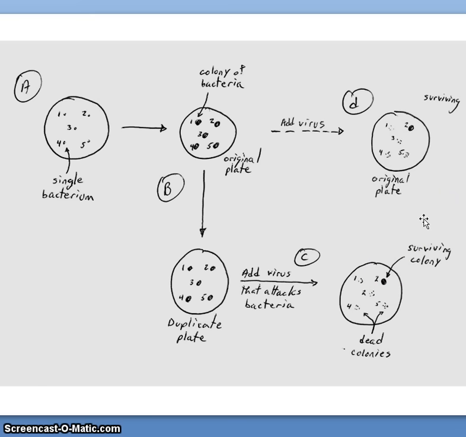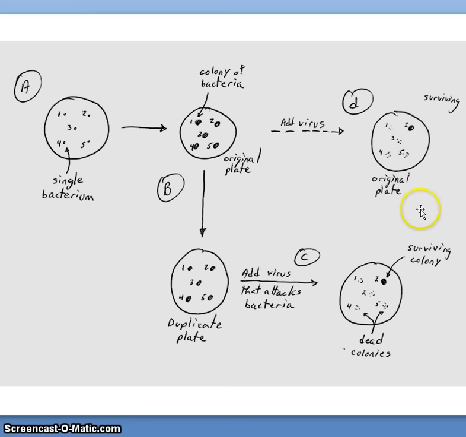For those researchers, the most likely explanation was that the colony that survived here on the duplicate plate was already resistant to the virus. And so since it was already resistant to the virus, that same colony on the original plate would also be resistant to the virus. And so when you add virus, it's the same colony that will survive.